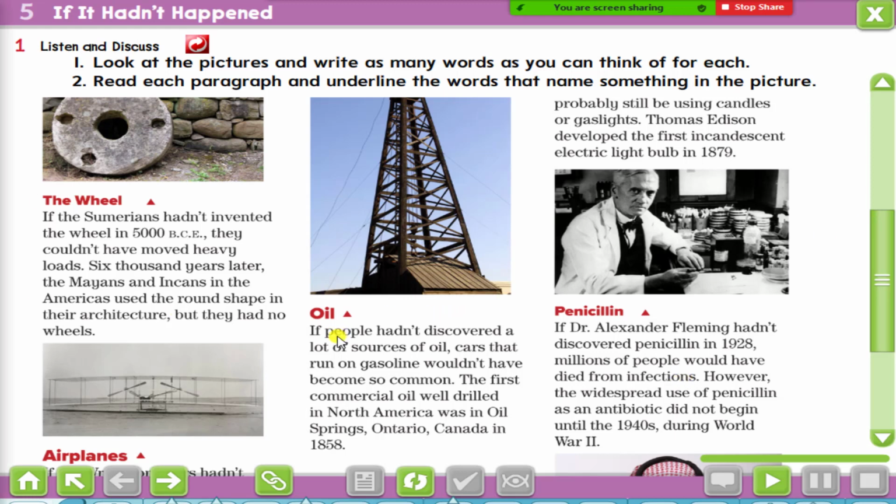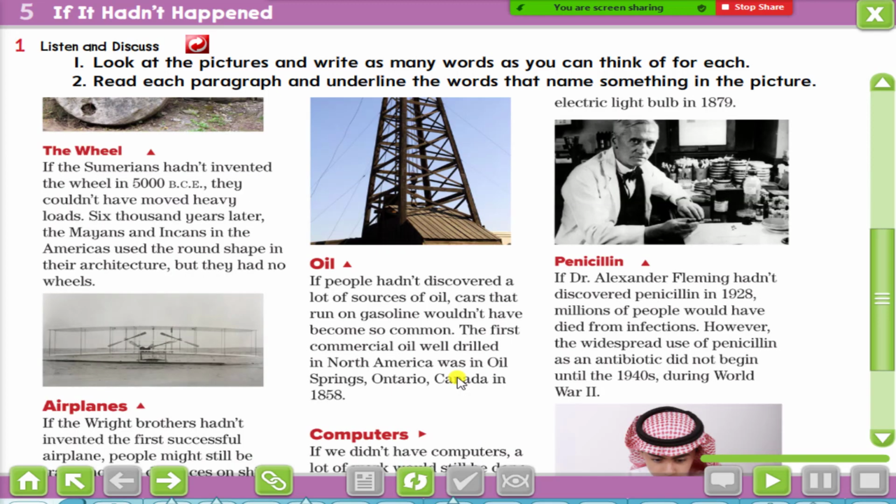Yes, Yusuf? If people hadn't discovered a lot of sources of oil, cars that run on gasoline wouldn't have become so common. The first commercial oil well drilled in North America was in Oil Springs, Ontario, Canada in 1858.